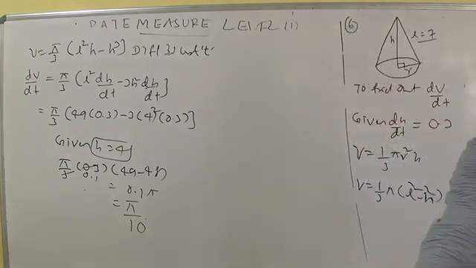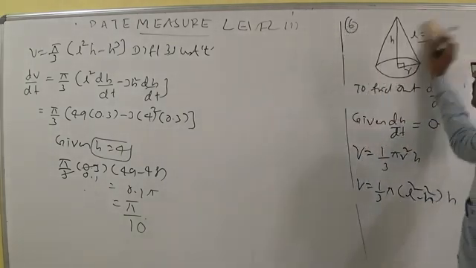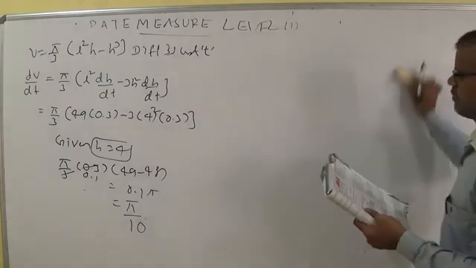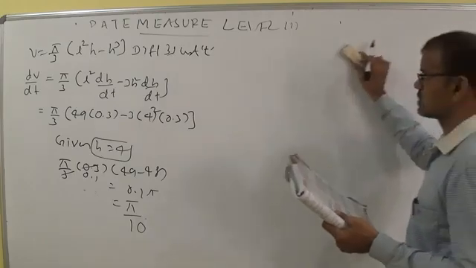Now let us discuss the 7th question. The 7th question is given as: A is a fixed point.